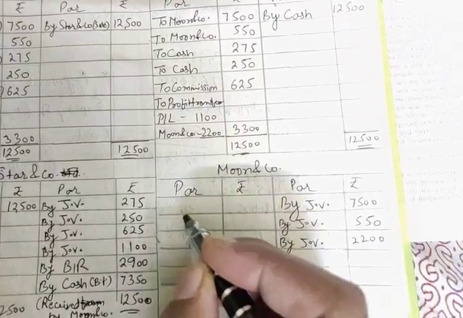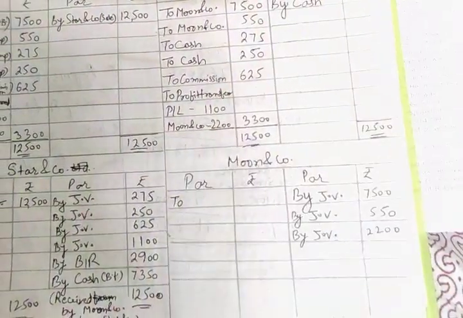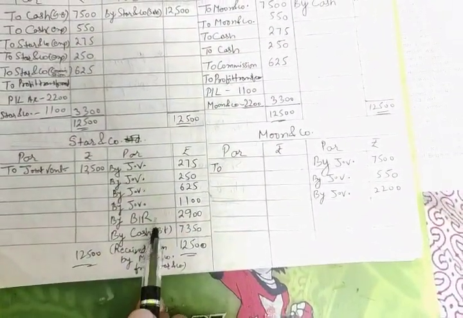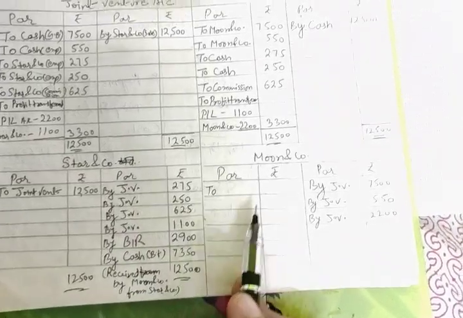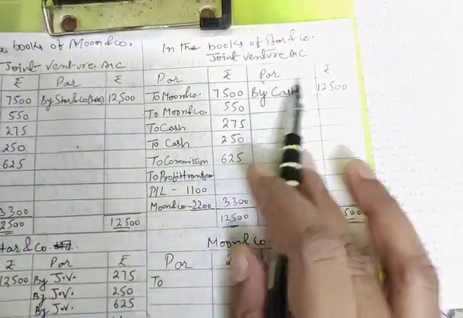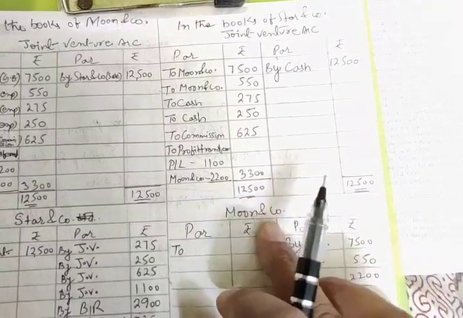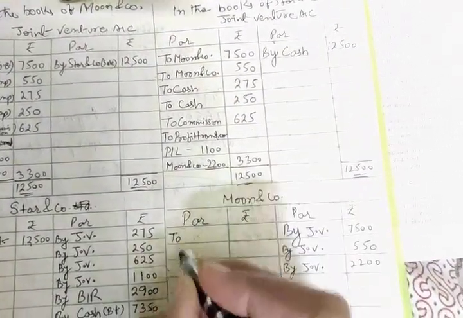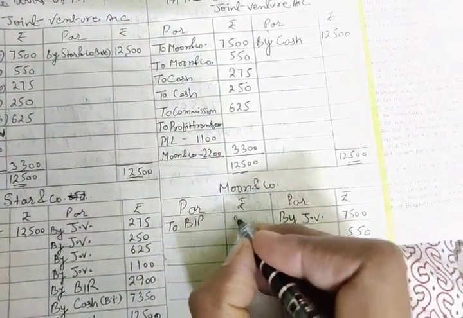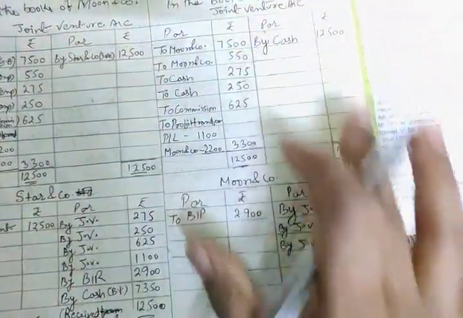Now if you remember, Moon and Company has drawn bills which they were supposed to receive from Star and Company, bills receivable. So this will now be your bills payable, because we are maintaining the books of Star and Company. Star and Company is supposed to make the payment of the bill to whom? To Moon and Company. So we will make the entry here, bills payable. How much? The amount was 2,900. Okay, all entries done.